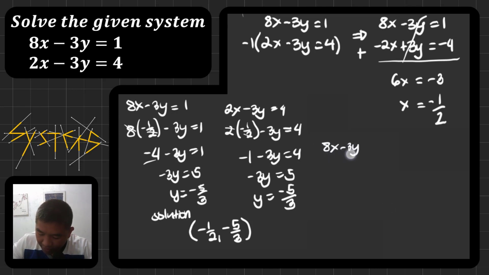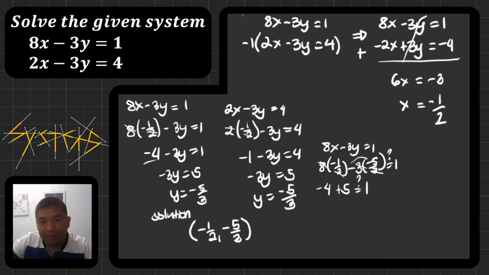8x minus 3y must be 1. Let's try to substitute the values of x and y. 8 times negative 1 half minus 3 times negative 5/3 equals question mark 1. I'm using a question mark because I need to make sure that both sides of the equation are the same. So you have negative 4, and here, the double negative property, so you have plus 5 equals question mark 1. Even if it's too obvious, just simply continue and make sure that both sides of the equation are the same.